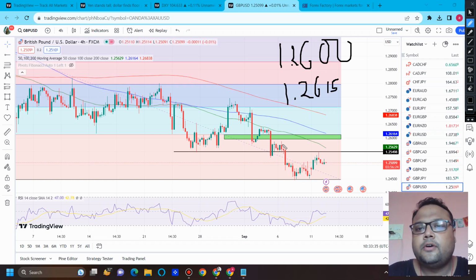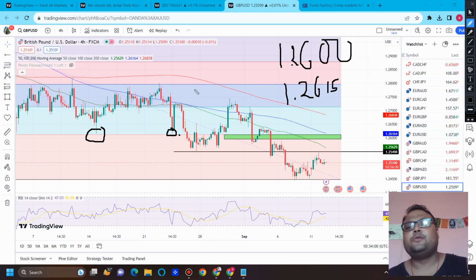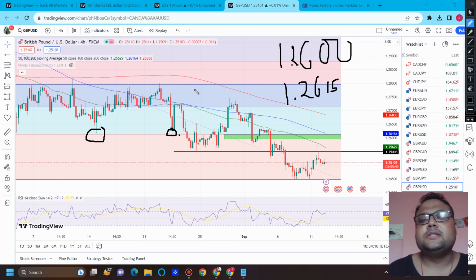1.2615. This is our level for the day, because we will be having the 100 moving average around the area. Along with that, we also have the Fibonacci 23.6% retracement level. The previous support will be working as resistance. There are multiple factors pointing towards a selling opportunity around this area. Moreover, 1.2600 is a round number, a psychological resistance. So psychological resistance, previous support working as resistance, 100 moving average, Fibonacci, everything seems to be at the same level. So yes, we can definitely look for a sell opportunity around 1.2600, 1.2615 if the market reverses.